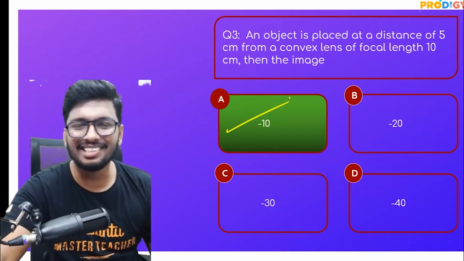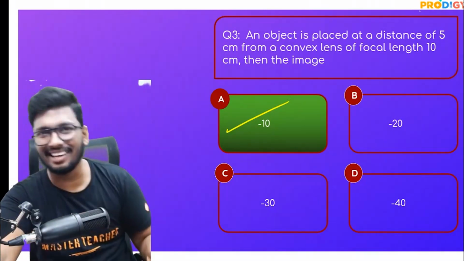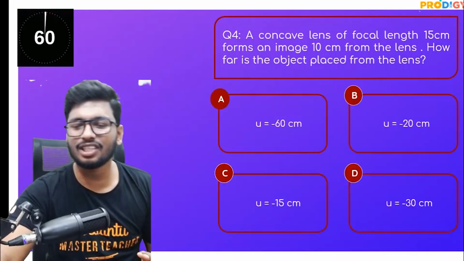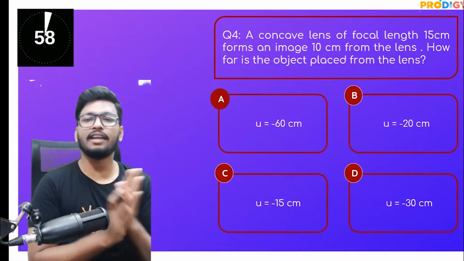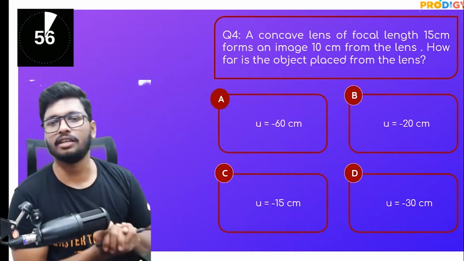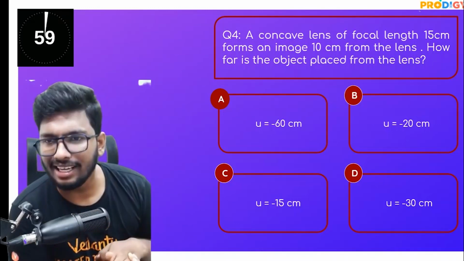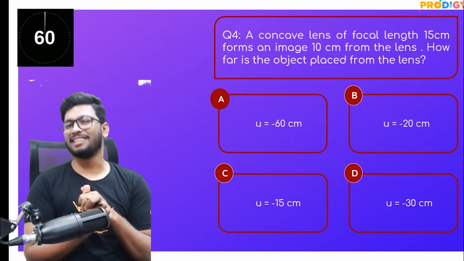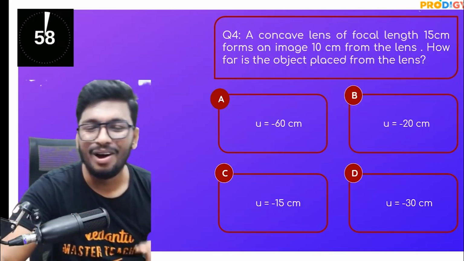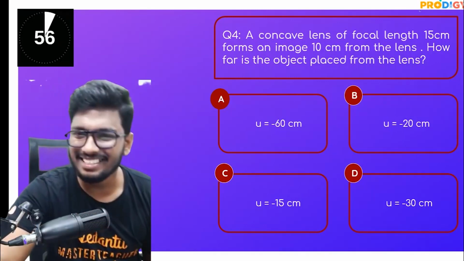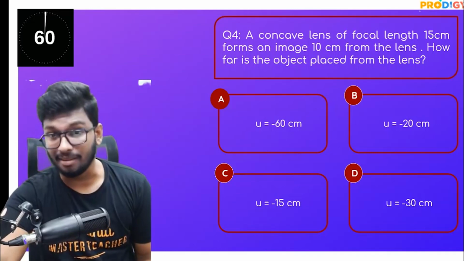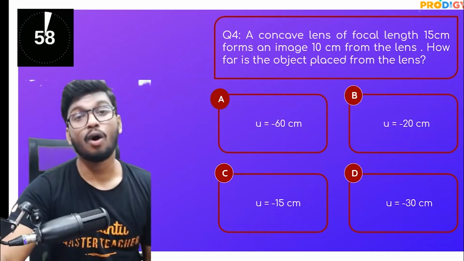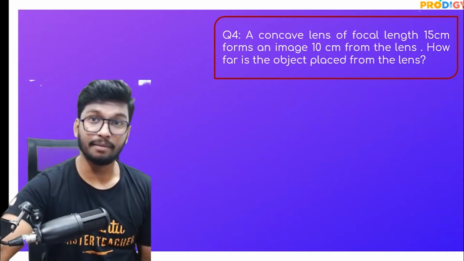Another easy question, people. I know the questions are quite easy, but as it goes on, it's going to get a little bit harder. Moving on to the fourth question, guys. A concave lens of focal length 15 centimeter forms an image of 10 centimeter from the lens. How far is the object placed from the lens? Right, let's try to solve this one. Options are u is minus 60 centimeter, u is minus 20 centimeter, u is minus 15 centimeter, or u is minus 30 centimeter. Let's try to do this.